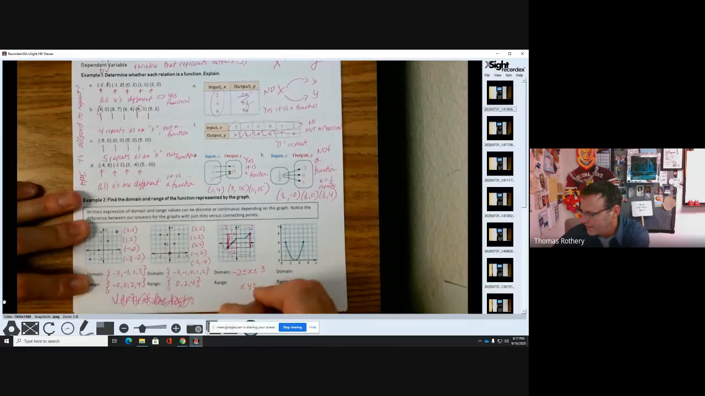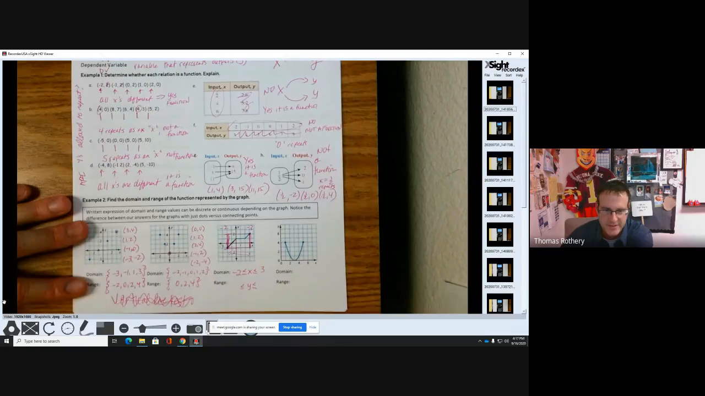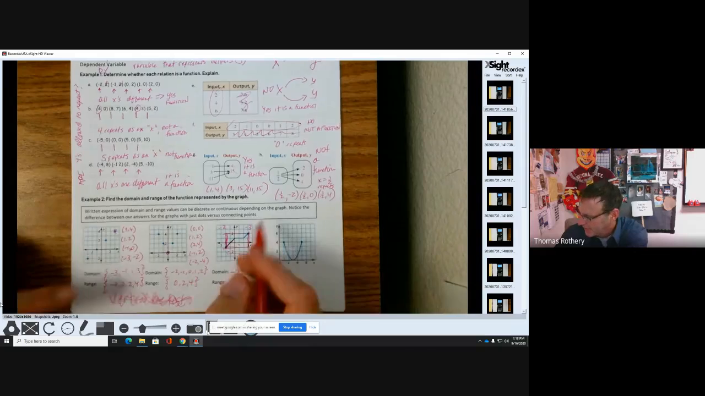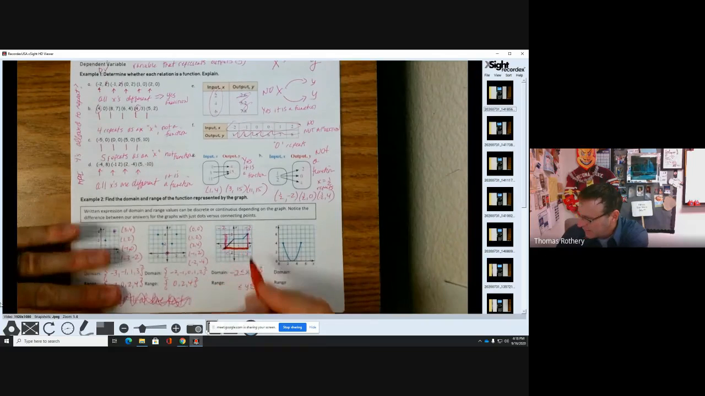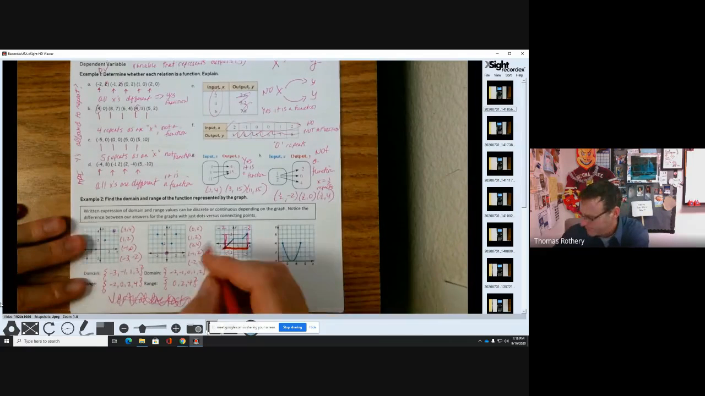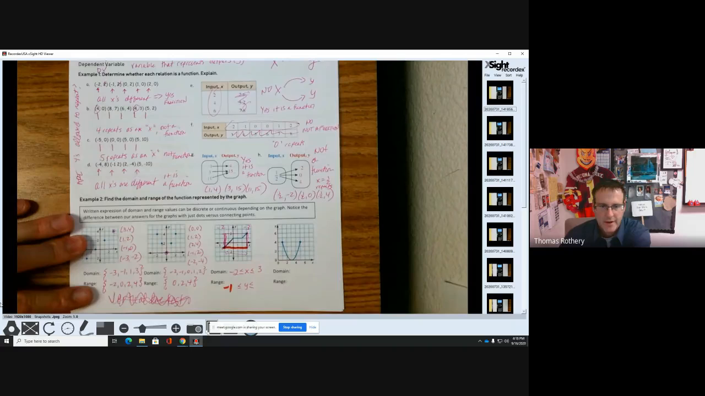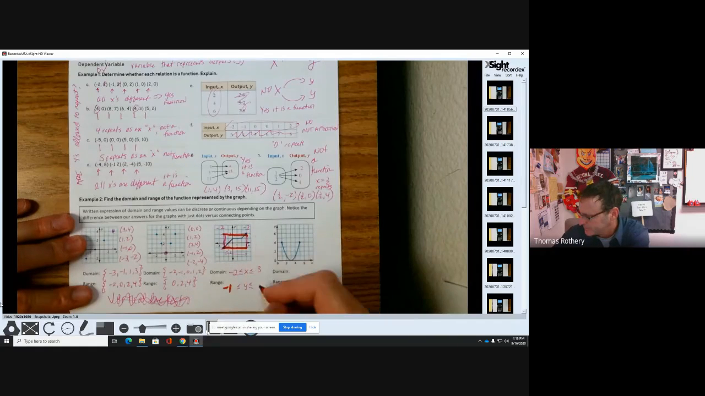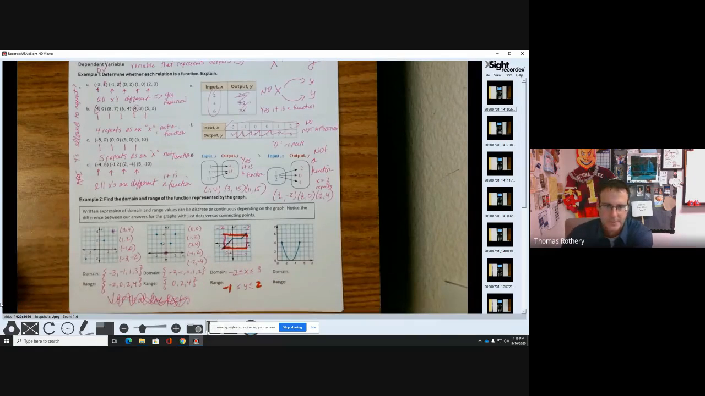For the range, it's the same thing, but you're dealing with y's. So how low do we go? Well, the curve stops here, and that looks like -1. And then how high does it go? Well, it goes as high as 2.